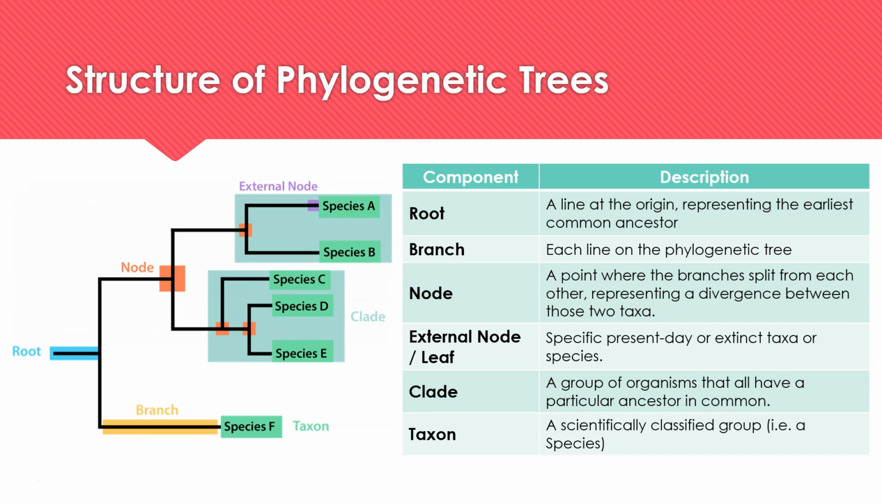A clade is a bigger group where you're talking about a whole big group of organisms that have a particular ancestor in common. And then taxon is just the term we use to mean it's a scientifically classified group like a species. So that is sort of all the different components of your phylogenetic tree.